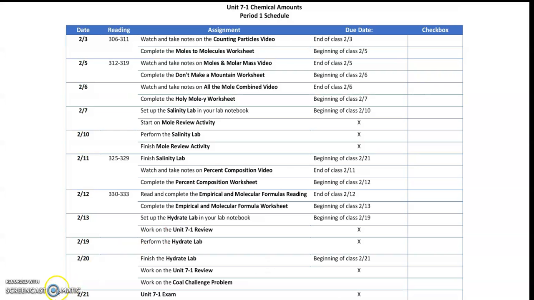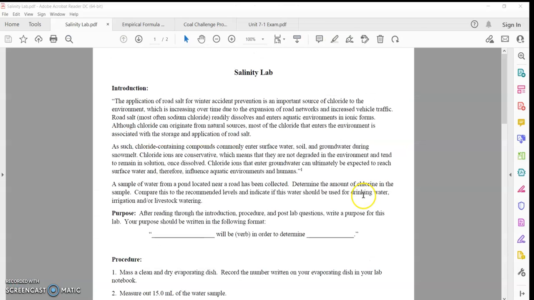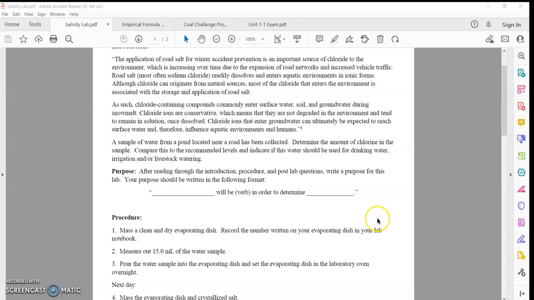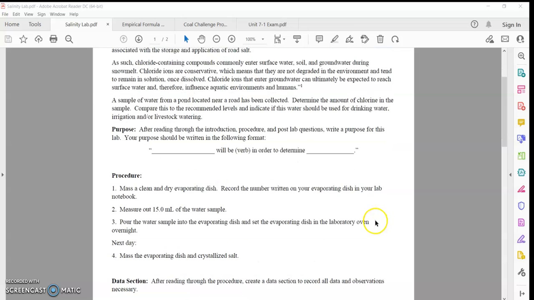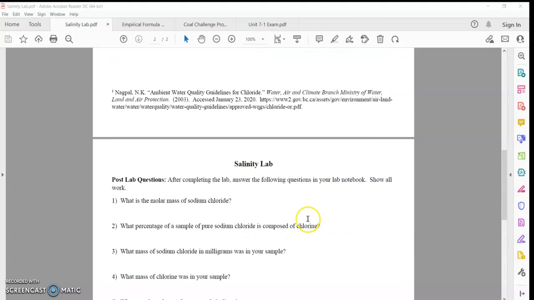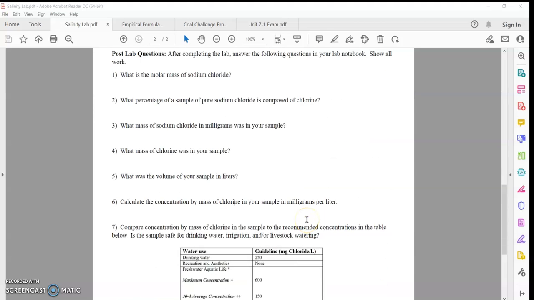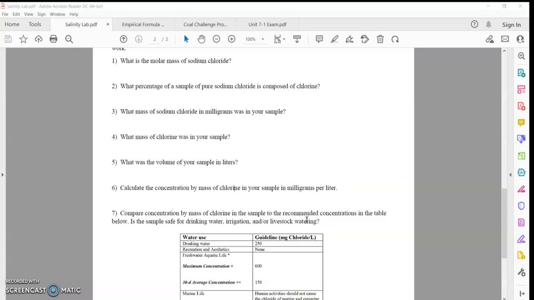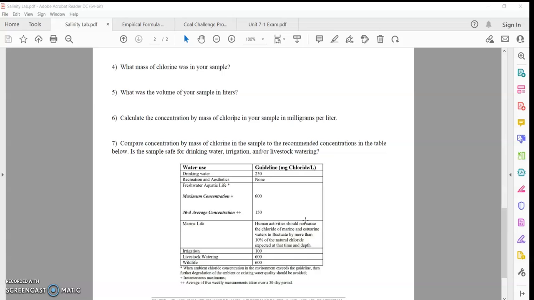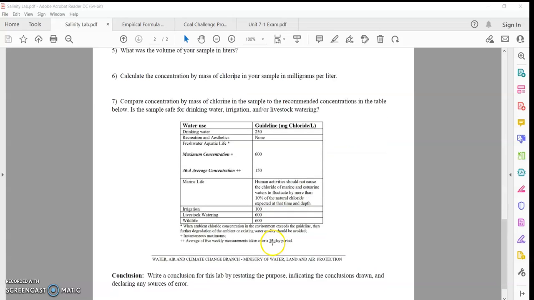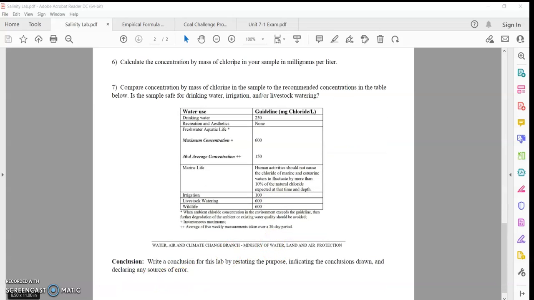The next resource I want to show is a lab. In this lab, I provide background information on a real-world problem: increased chloride concentration due to water runoff. A simple procedure is given, and the students are asked to create their own purpose and data table. The post-lab questions walk the students through the different calculations necessary to determine concentration, a concept that has not yet been taught. They can then compare their concentration to real-world values and make a conclusion about their sample.